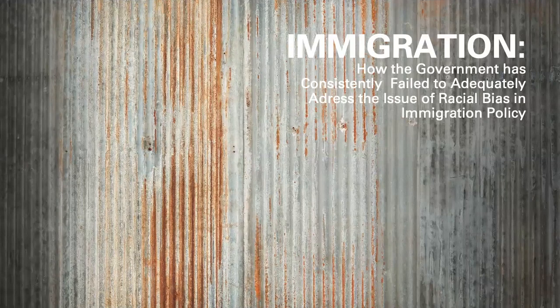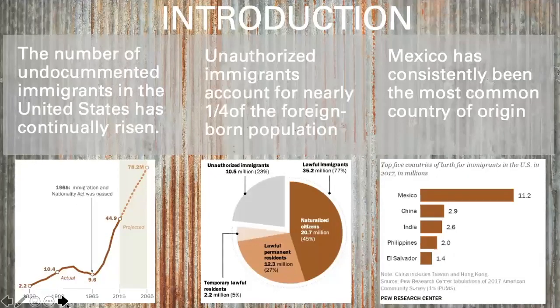My topic is immigration. I will be focusing on how the government has consistently failed to adequately address the issues of racial bias in immigration policy. And there are 3 points that I found interesting about American immigration demographics that are what drew me to this topic in the first place.